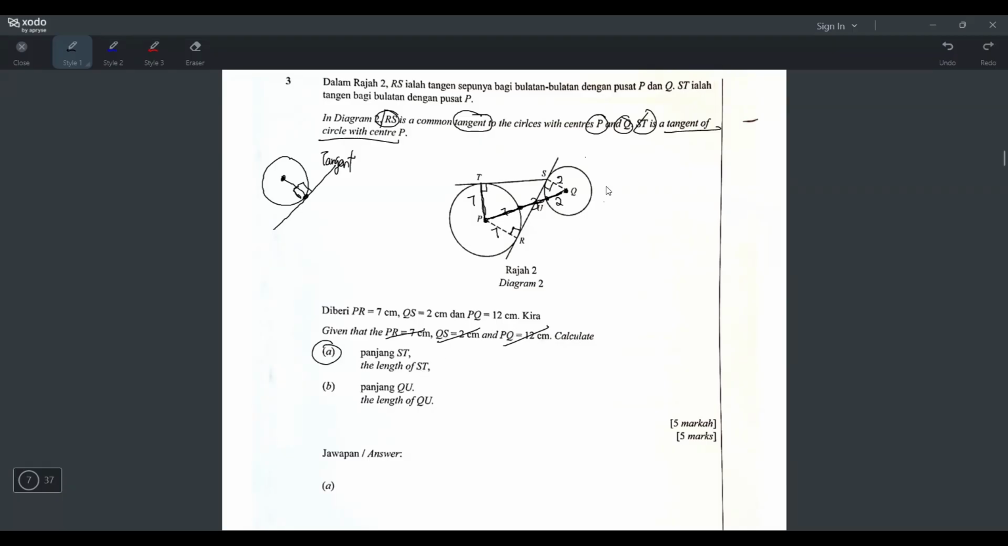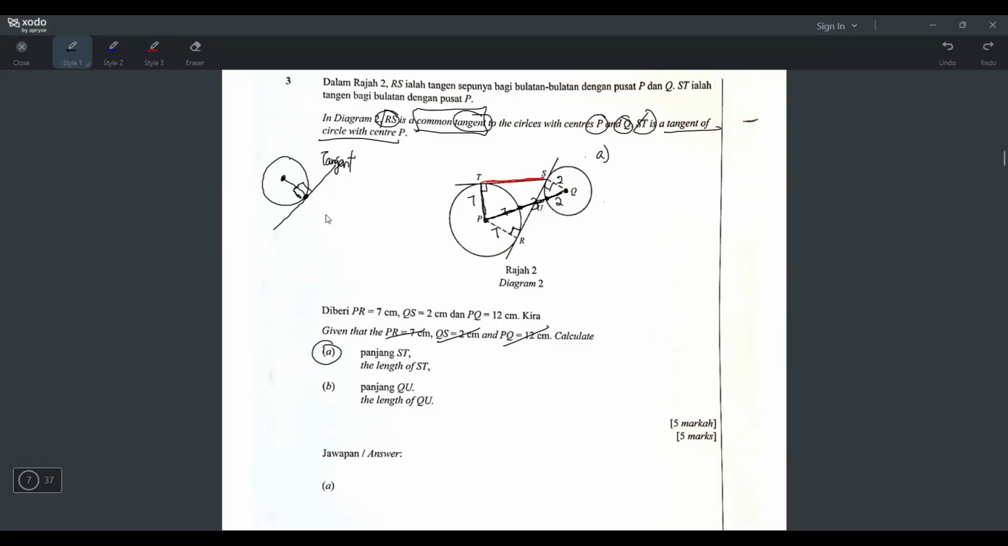Calculate question A, the length of ST. So I'll do it here. So ST is which line? I think it's referring to this line, ST, right? So if I want to find the ST line, I need to make sure you all understand one thing. I need you to make sure you understand what a common tangent is, right? Because if you don't understand what a common tangent is, you can't do this question, right?